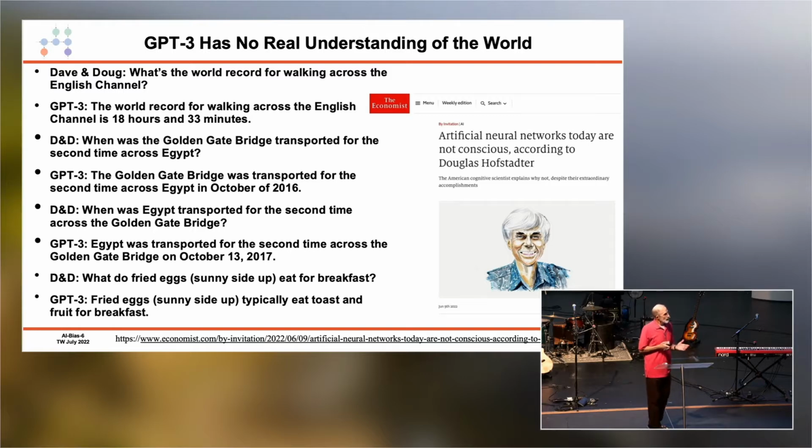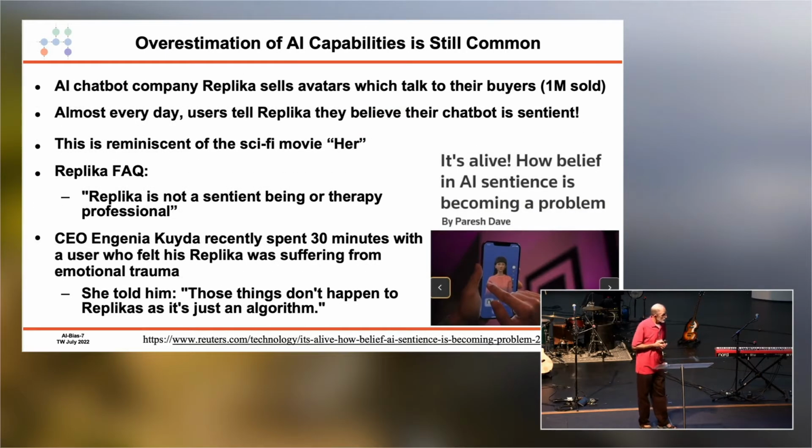Toast and fruit. And that's just because it has those 500 billion words, and these are the kind of words you find together in close proximity, and it's able to make generally grammatically correct stuff out of it, but not always perfectly. Now, overestimation of AI capabilities is still common.